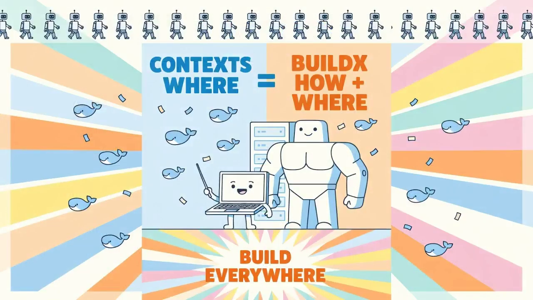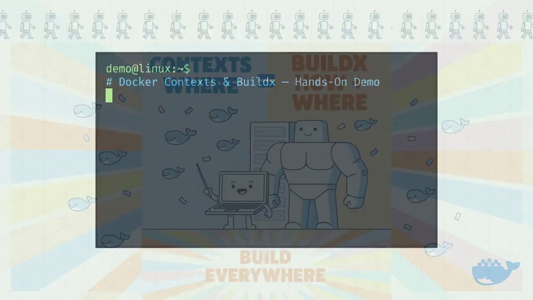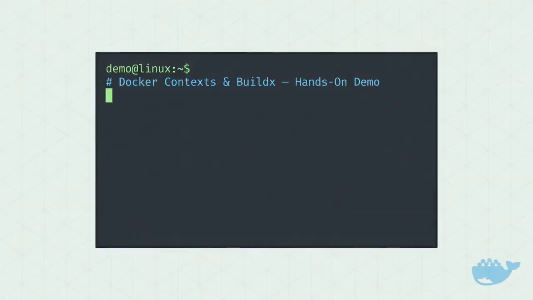Recap. Context switches where your Docker CLI talks. buildx switches how and where your images are built, including multi-architecture targets. Stack them together and your laptop orchestrates while remote BuildKit instances do the heavy lifting. Docker contexts let you manage multiple endpoints from a single CLI, and buildx extends Docker with advanced image building capabilities.